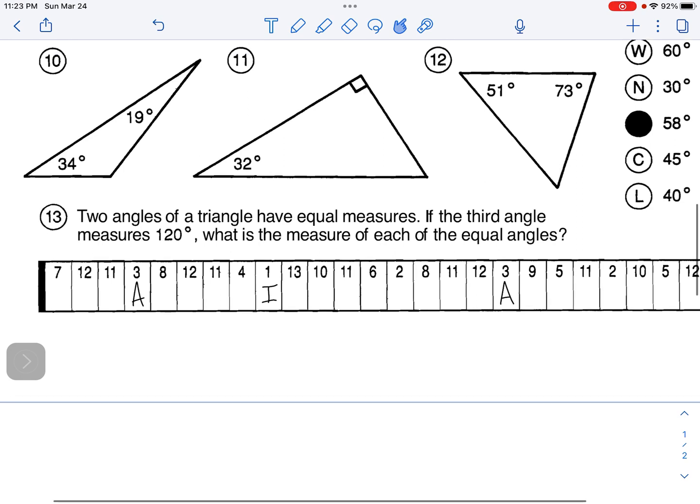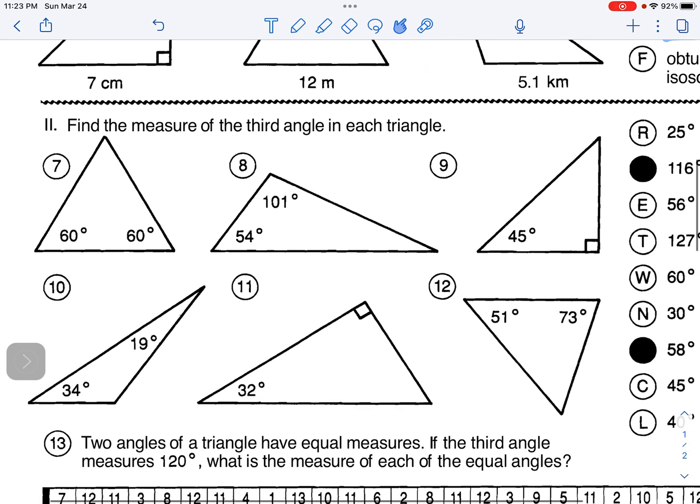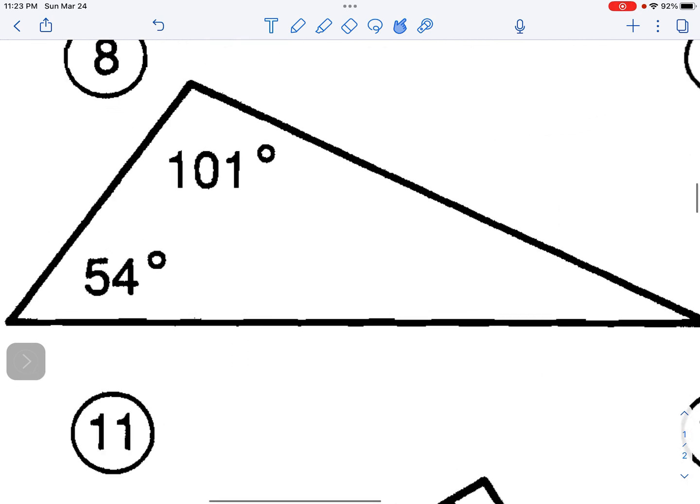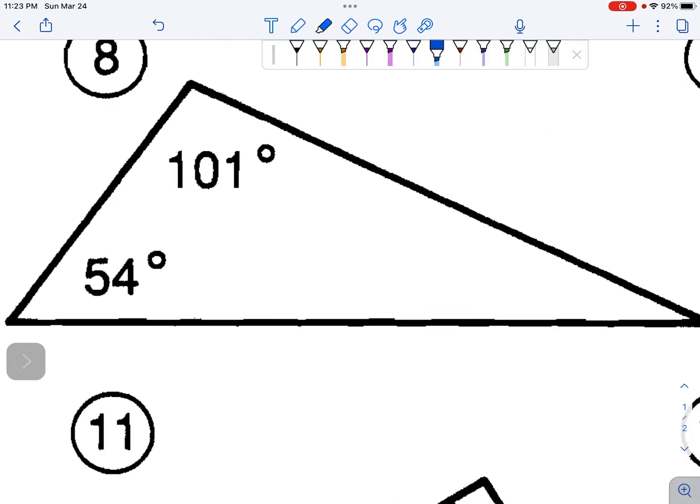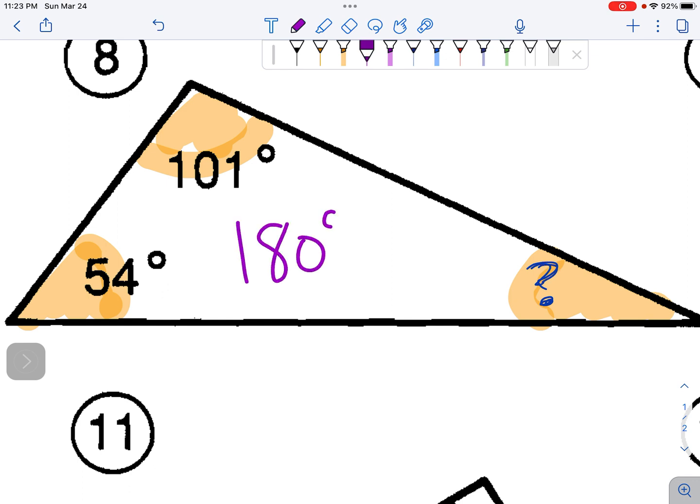Okay. Then down on the bottom, we need to find the measure of the third angle in each triangle. Do you remember from the video that the 3 angles always add up to the same number? Even though we don't know what it is in this corner, we know that all 3 together equal 180 degrees. All of them together is 180. Probably should have done that in a different color. All 3 together equal 180.